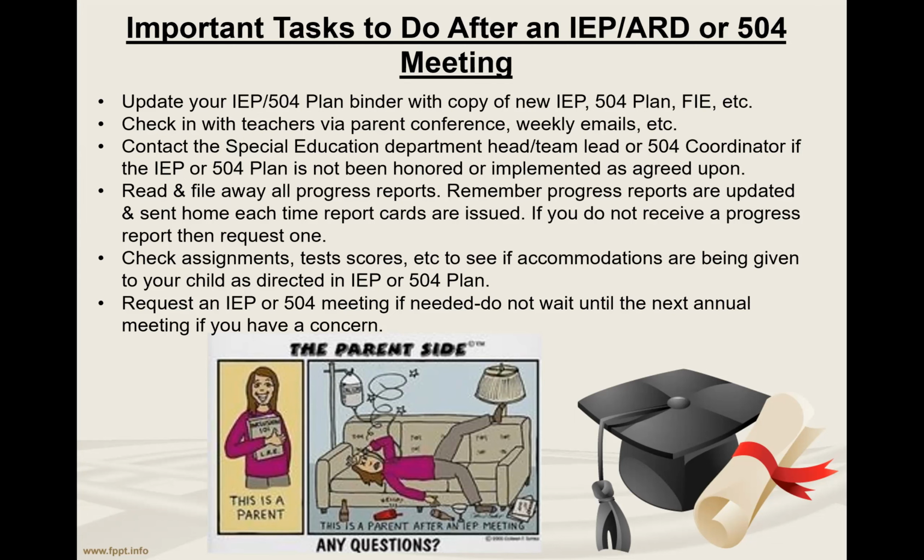And then you need to request an IEP, ARD, or 504 meeting if needed to discuss a concern. You have a right to request a meeting at any time. Minimally, you have to have one annually, but do not wait until the next annual meeting if you have a concern. You need to address it immediately, especially if you feel your child's IEP or 504 plan is not being honored or implemented as agreed.